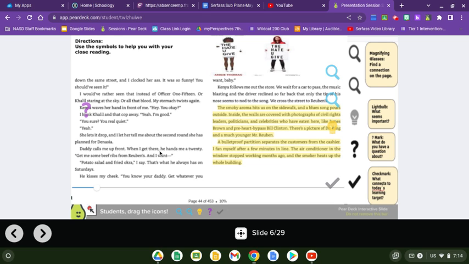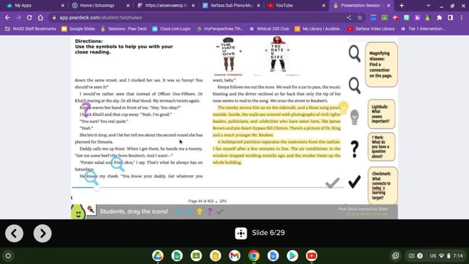When I get there, he hands me a 20. Get me some beef ribs from Reuben's, and I want potato salad and fried okra, I say. That's what he always has on Saturdays. I think that part's just very cute. He kisses my cheek. Aw. You know your daddy. Get whatever you want, baby. Kenya follows me out the store. We wait for a car to pass, the music blasting, and the driver reclines so far back that only the tip of his nose seems to nod to the song. We cross the street to Reuben's.